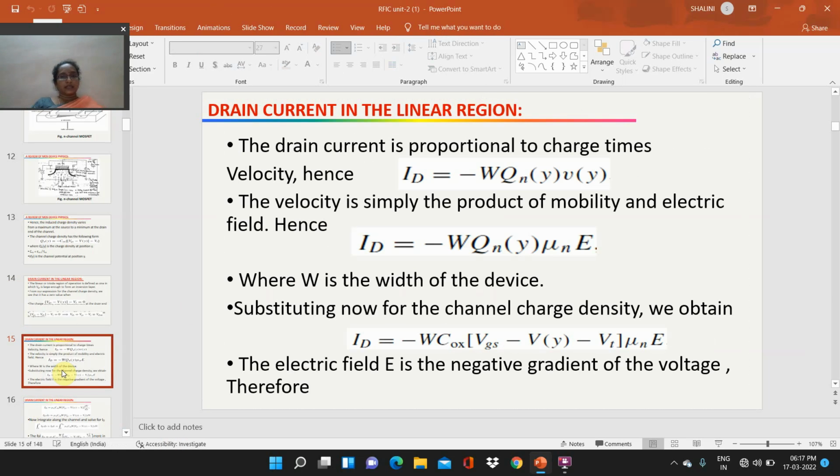So, drain current in the linear region. Here, the drain current is proportional to charge times velocity. Hence, ID is equal to -W Qn(y) v(y). The velocity is simply the product of mobility and electric field. Hence, ID is equal to -W Qn(y) mu_n E, where W is the width of the device. Substituting now for the channel charge density, we obtain ID is equal to -W Cox (VGS - Vt).